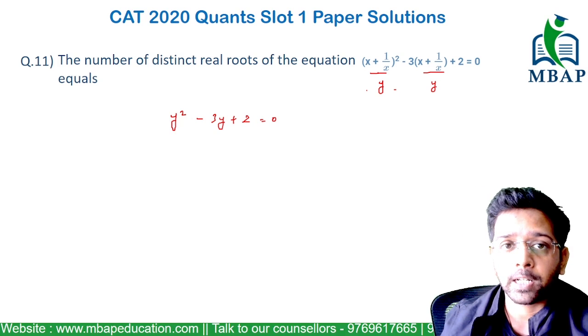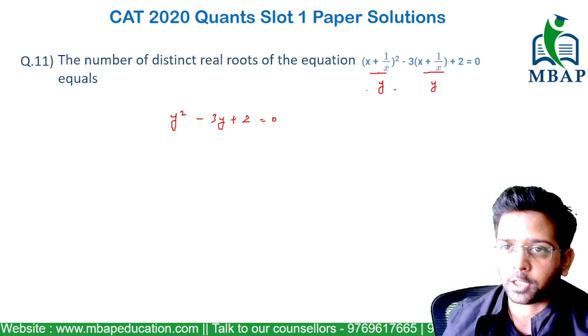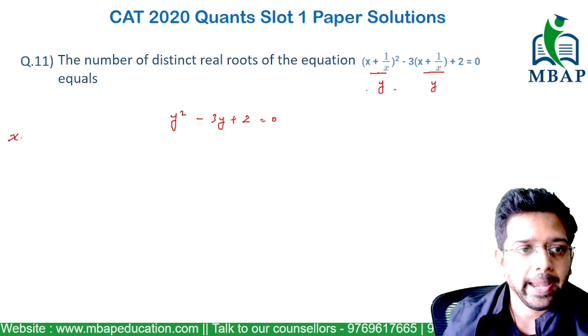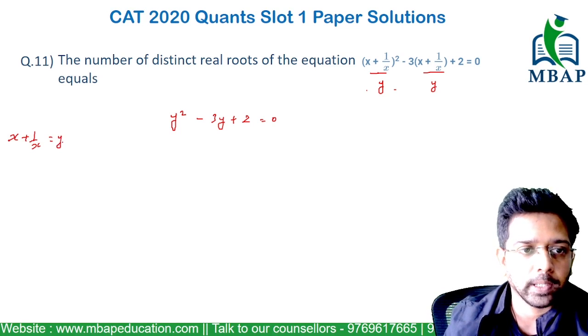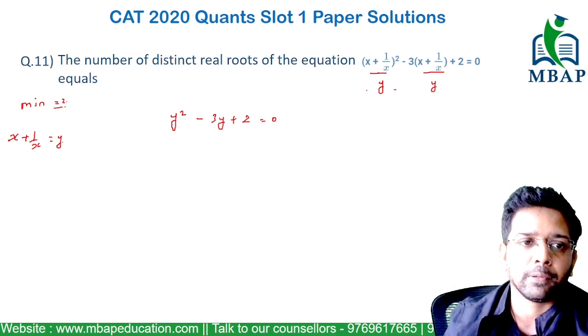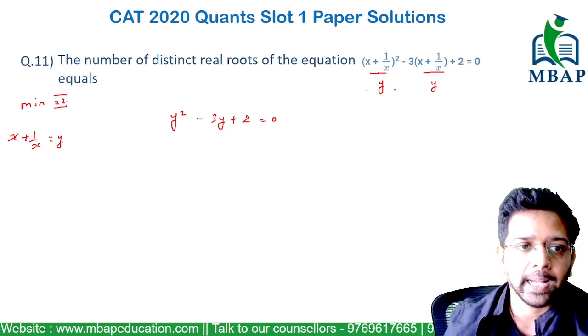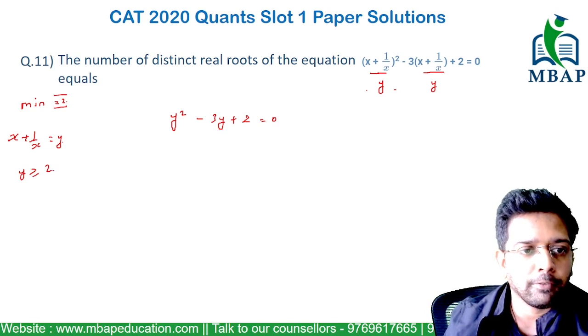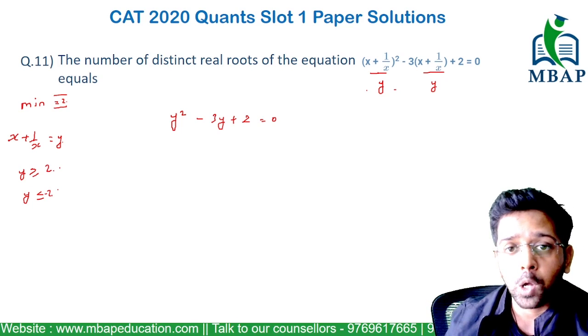But we need to find the number of real roots for the original expression. Now let's take into consideration the value of y. What did we assume? We assumed x plus 1 by x is equal to y. We also understand that the minimum value of x plus 1 by x is 2, which happens when x is equal to 1. So the value of y will be either more than or equal to 2, or less than or equal to minus 2. These are the probable values, or the range of values, that y can take.